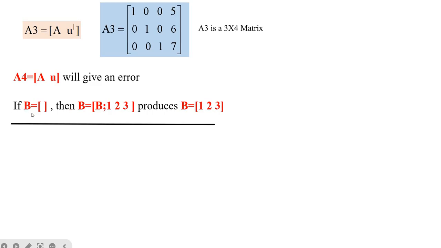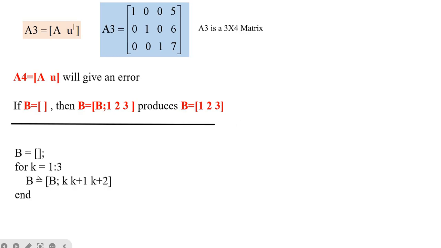Now suppose you have an empty vector B is equal to square brackets, like this. You have an empty vector or the null matrix. Now we want to create a matrix which must have some elements in that. So what we'll do is B is equal to opening square bracket B semicolon. I want to add the elements as 1 2 3. So it will produce B is equal to 1 2 3. Okay, earlier it was a null matrix. Now it has some elements.